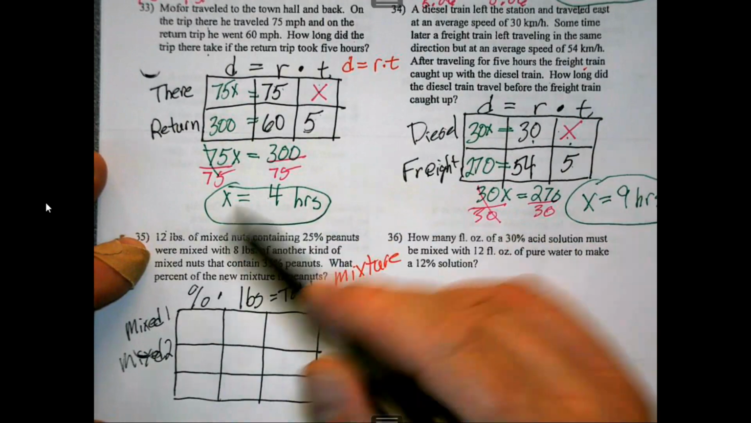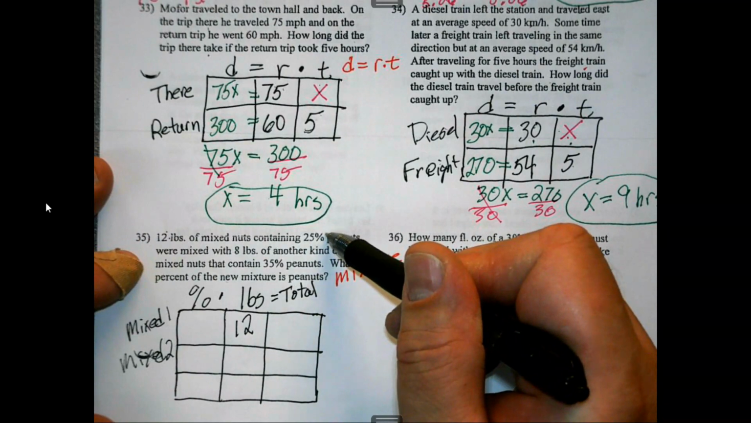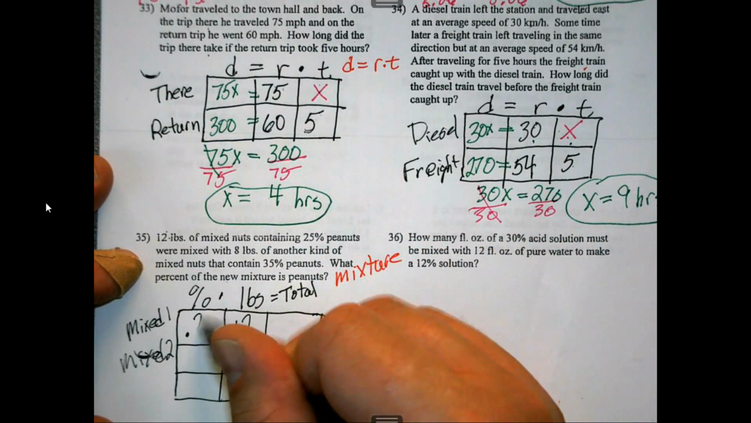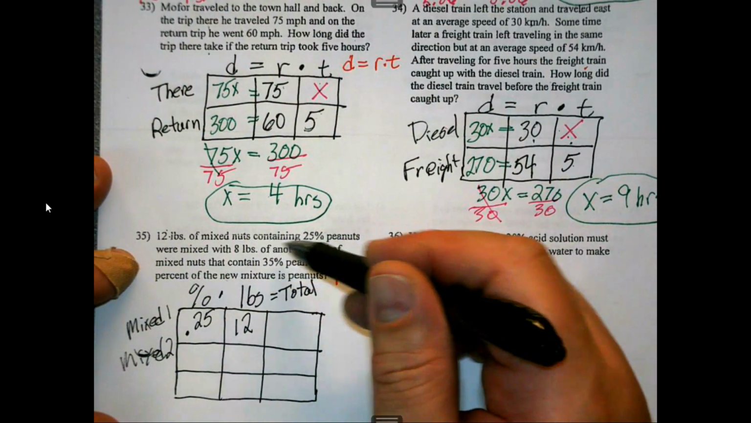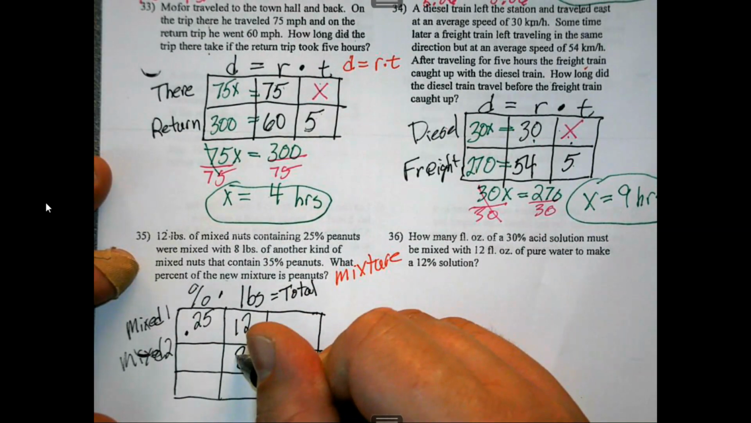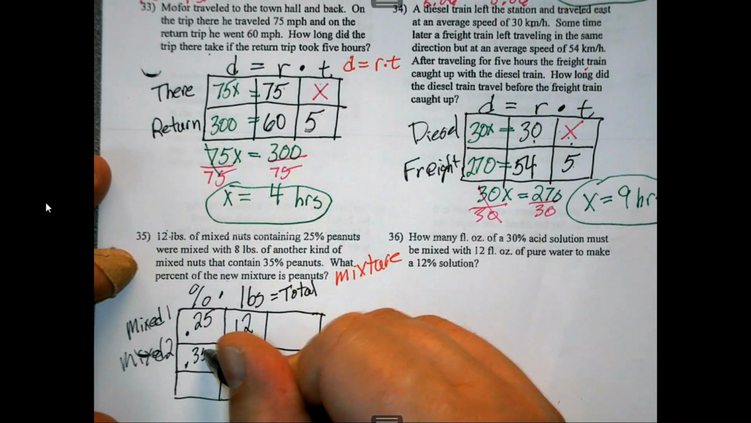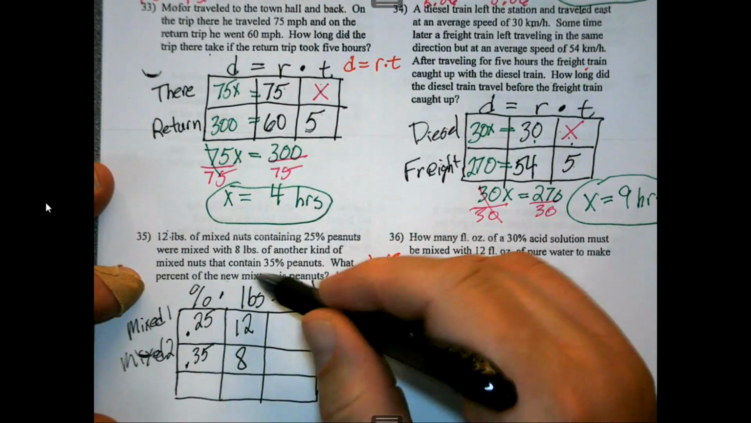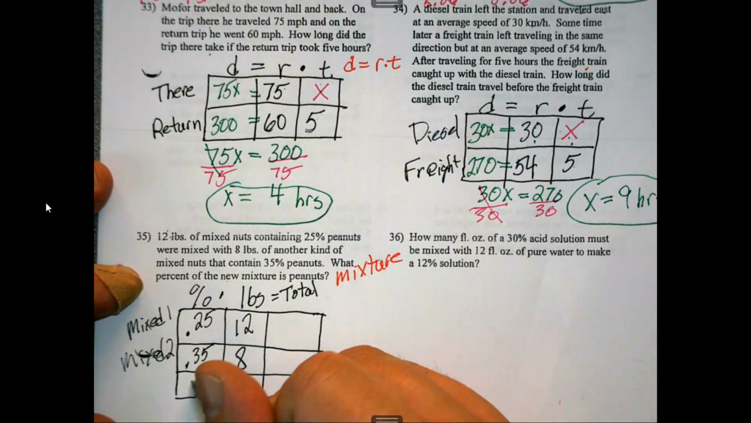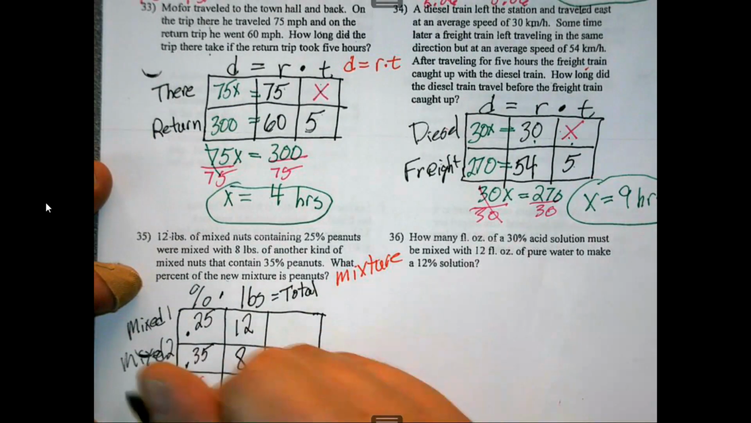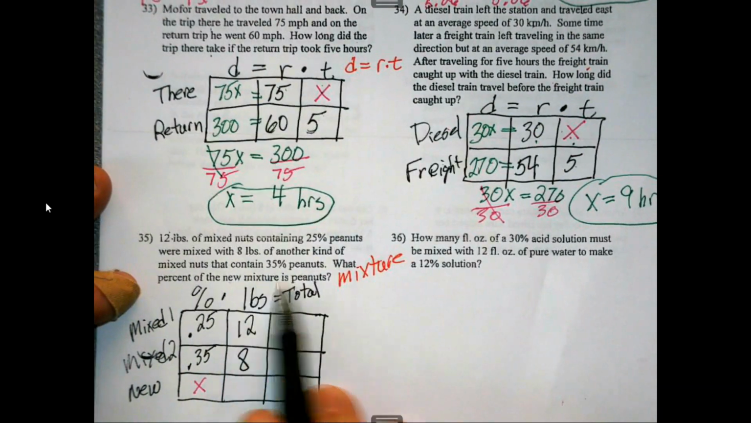Okay, so mixed one, we have 12 pounds is given. 25% is given, so 0.25, right? With 8 pounds of another kind that contain 35%, so 0.35. What percent of the new mixture, so they want us to find the percent of the new, so we'll call it new, is peanuts?